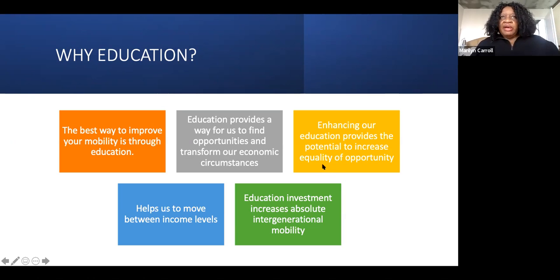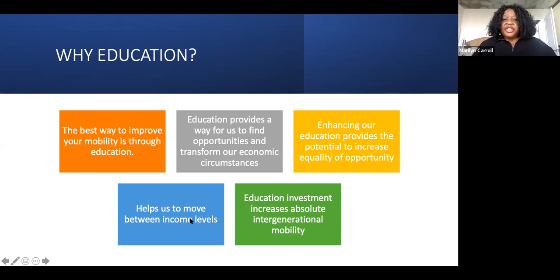At a young age, my value was X. As a young mother, my values were something else. As a wife, my values enhanced and had to be more things. Or before that, I became a wife and had children. As a single mom after divorce, my value system changed. So your values are constantly changing as you move through life. So education also helps us to move between income levels.